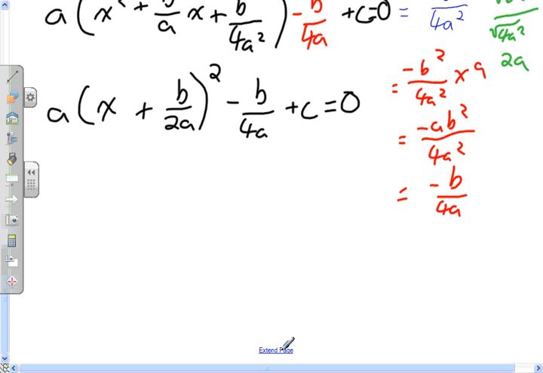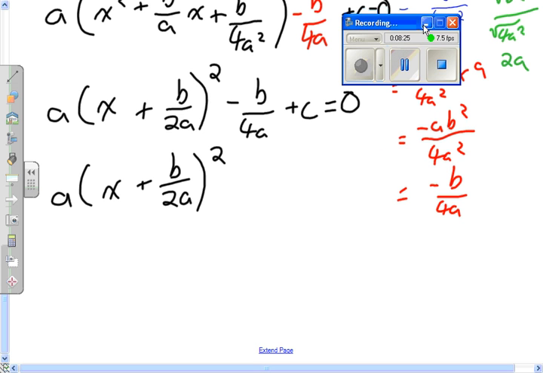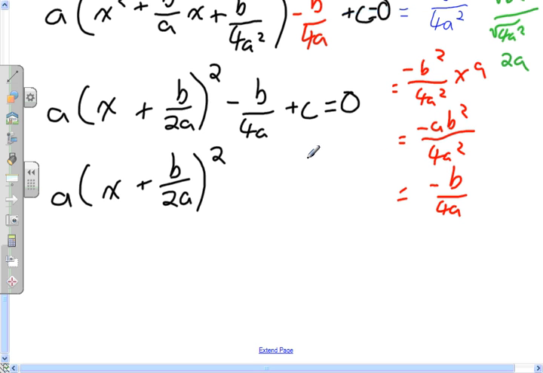So these are going to be some new steps that we're not used to doing. My next line says a times (x plus b over 2a) squared. Now in the next step, what I want to do is combine my negative b squared over 4a plus c. Now, c as a fraction is technically c over 1. And in order to add it to this here, I need to make the denominator 4a.